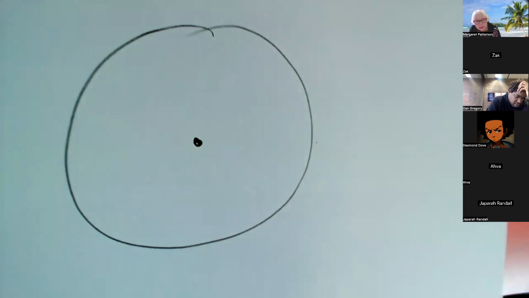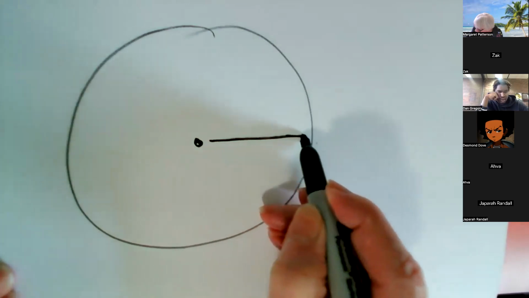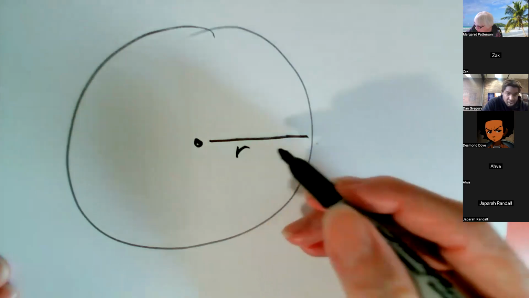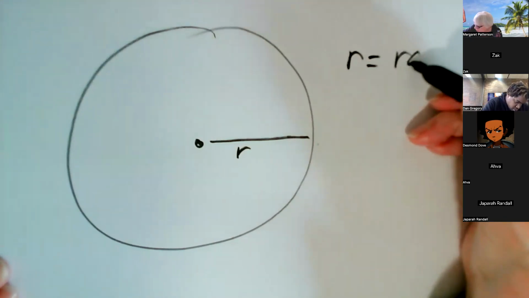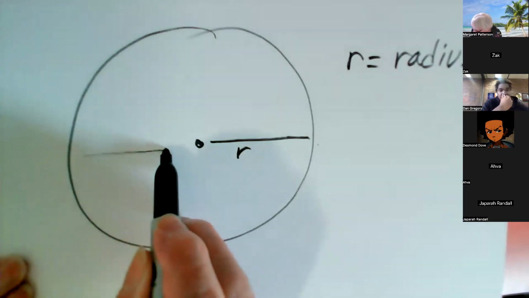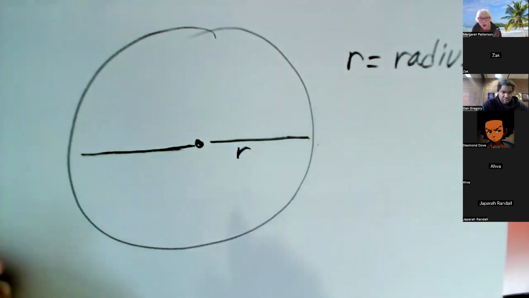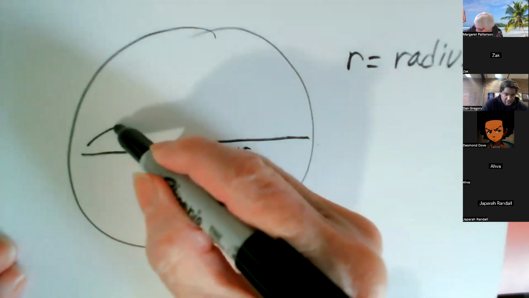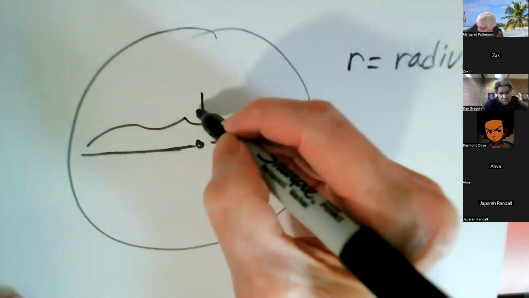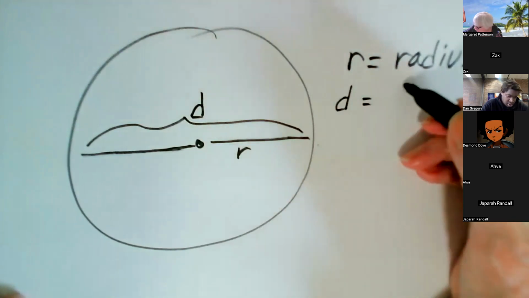First of all, we need to know 2 things. One is the distance from the center to the edge is r, and r is the radius. The other thing you see a lot in these formulas or in these problems is what if they told you all the way across? So it's basically this. This is called D for diameter.